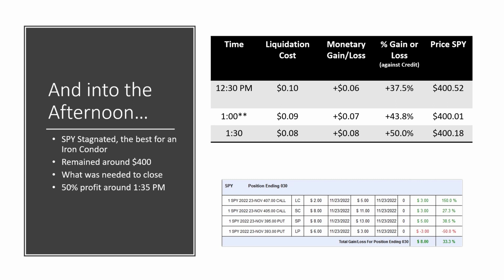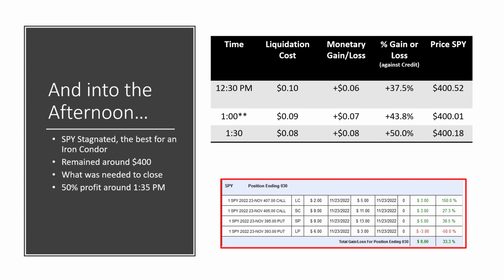And at 1:30 p.m., we see a buyback cost, and the alert was triggered. 8 cents debit to close the position. We'd have a profit of 8 cents, or 50% of what we expected on the maximum net credit, and SPY was trading at 418. So this was essentially closed at 1:35 p.m. Eastern Time for the 50% profit.